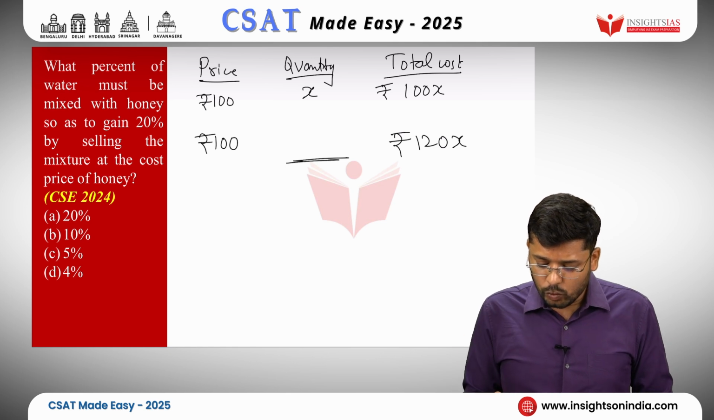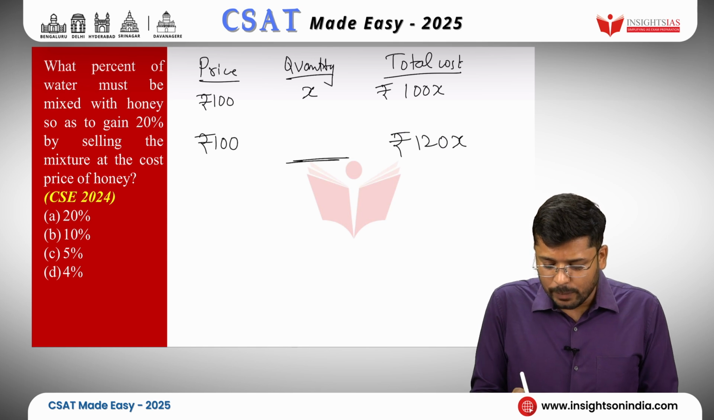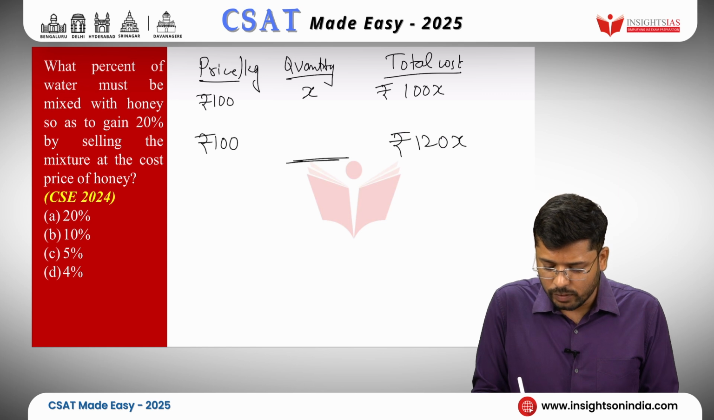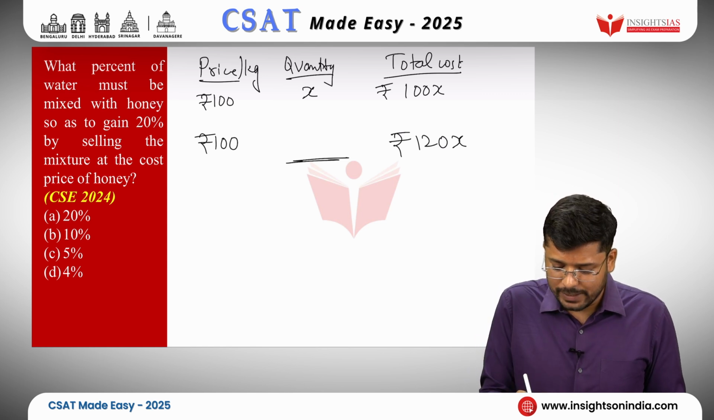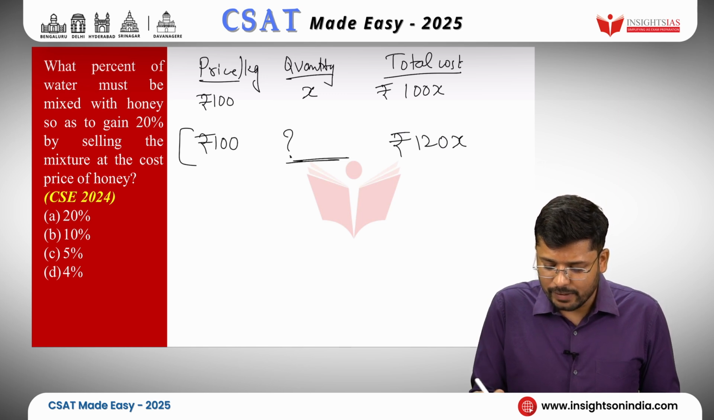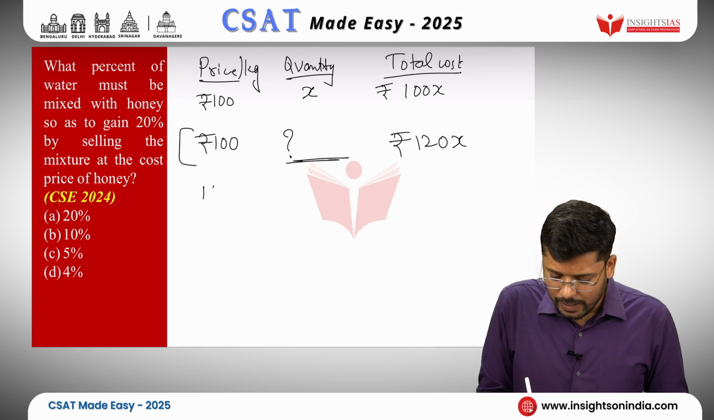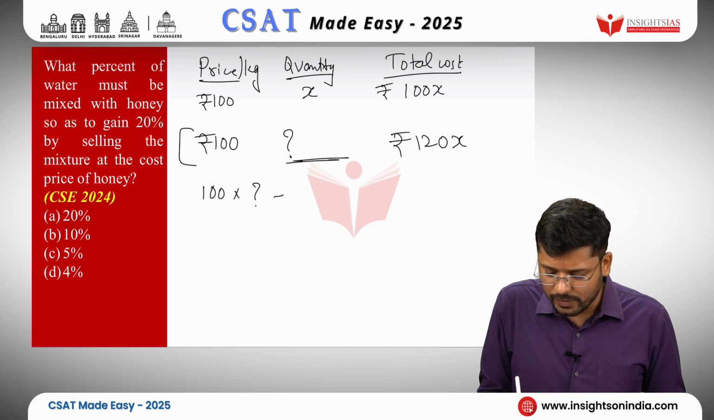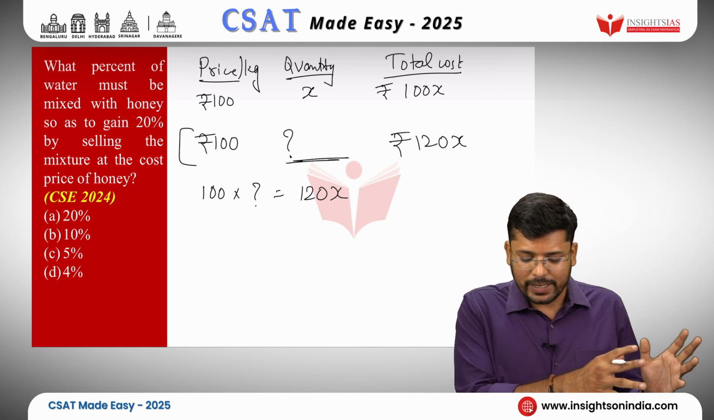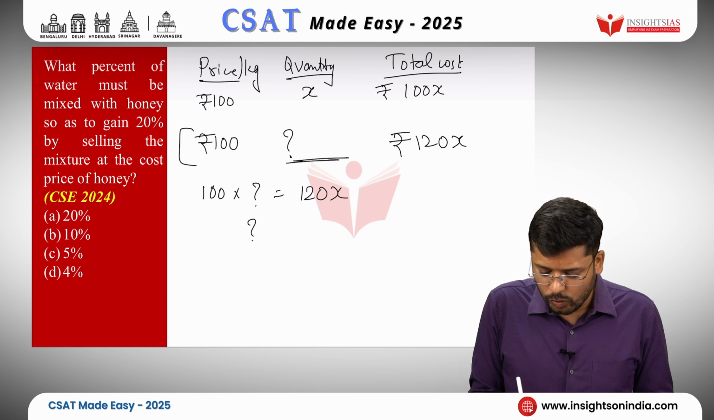Now how do we get quantity here? It is simple, right? Price per kg into quantity is total cost. In this context, he has increased the quantity, we do not know by how much, so we will take it as a question mark for now. 100 into question mark should give us 120x, because price per kg into quantity gives us total cost.